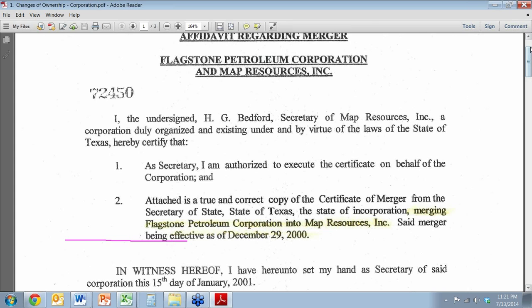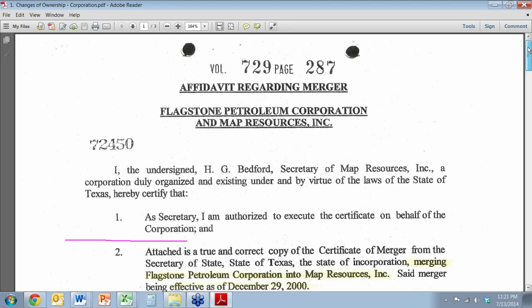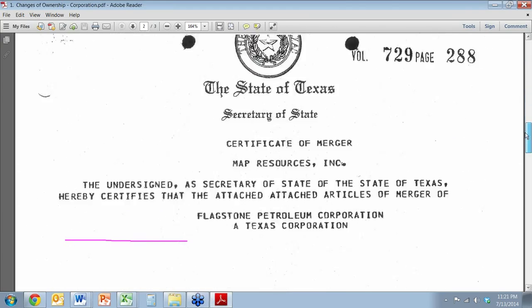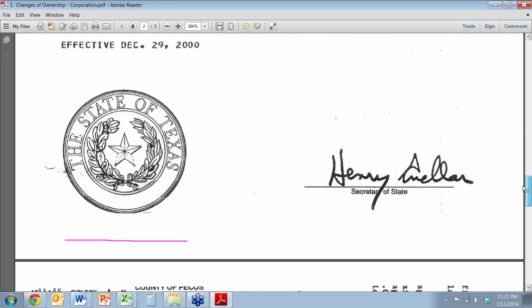So that is the affidavit regarding merger for Flagstone Petroleum Corporation and Map Resources. I think this is good to go. Stay tuned and we'll do the next tutorial.